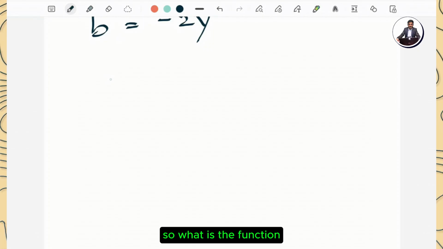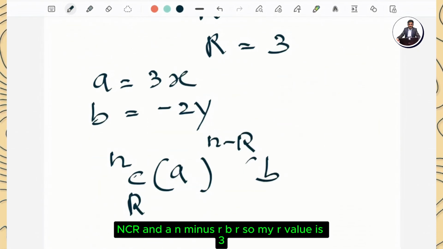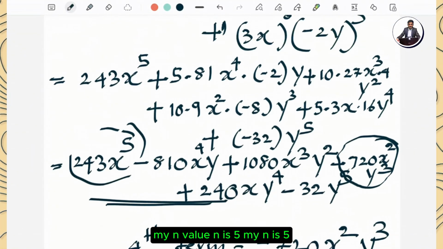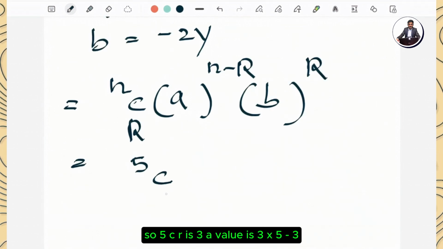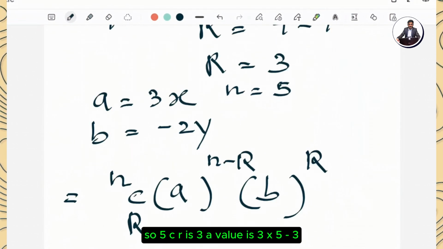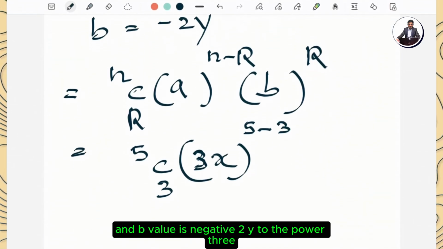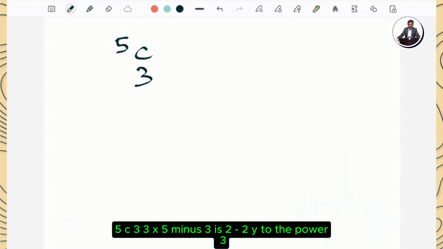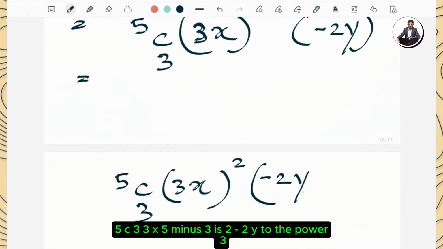So what is the function? nCr a^(n-r) b^r. My r value is 3 and my n value is 5, so 5C3. The a value is 3x to the power 5 minus 3, and the b value is −2y to the power 3. So 5C3, (3x)^2, (−2y)^3.